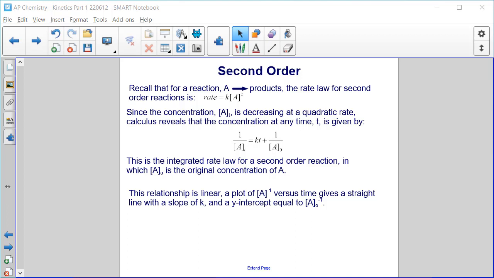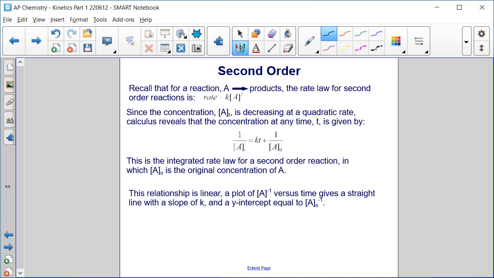This relationship is linear. If we plot concentration of A to the minus 1, or 1 over concentration of A on the y-axis versus time on the x-axis, we would get a straight line with a slope of K and a y-intercept equal to concentration of A0 to the minus 1, or 1 over the initial concentration of A, right? So this is our y-intercept. This is our slope K and T plotted on the x-axis.